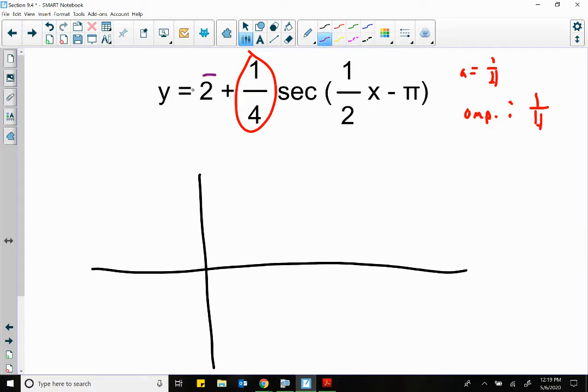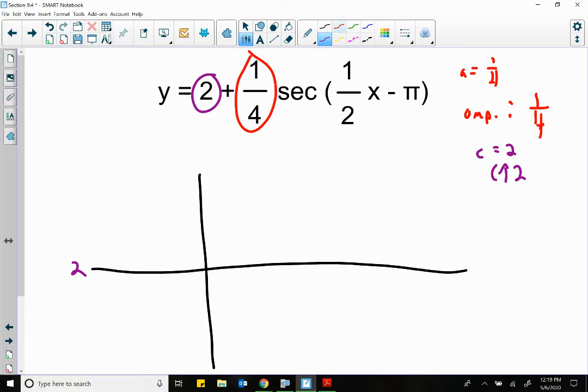Over here, here's the C. Oh, it's also A is positive, so that means there's no reflection. Okay? All right. So there's the C. So our C value is 2. So that means our graph has been shifted up 2. So our new x-axis is 2.